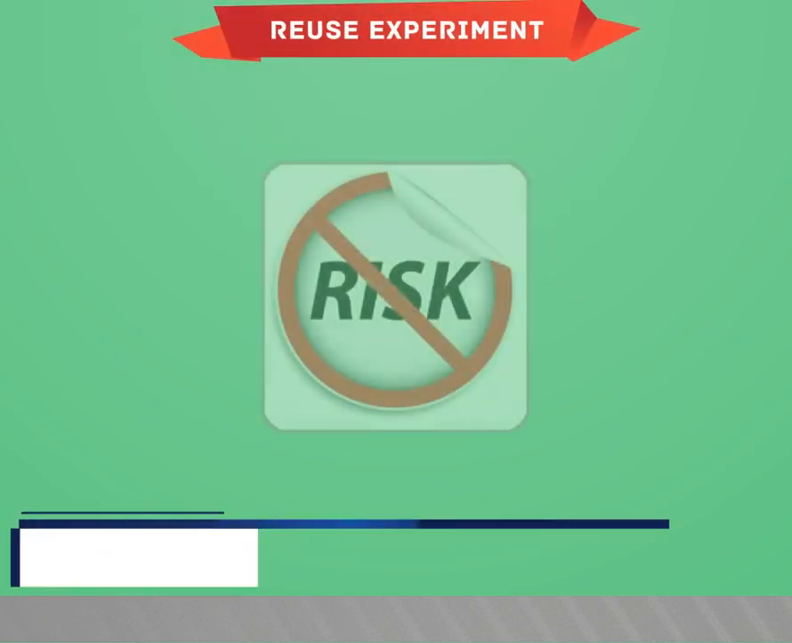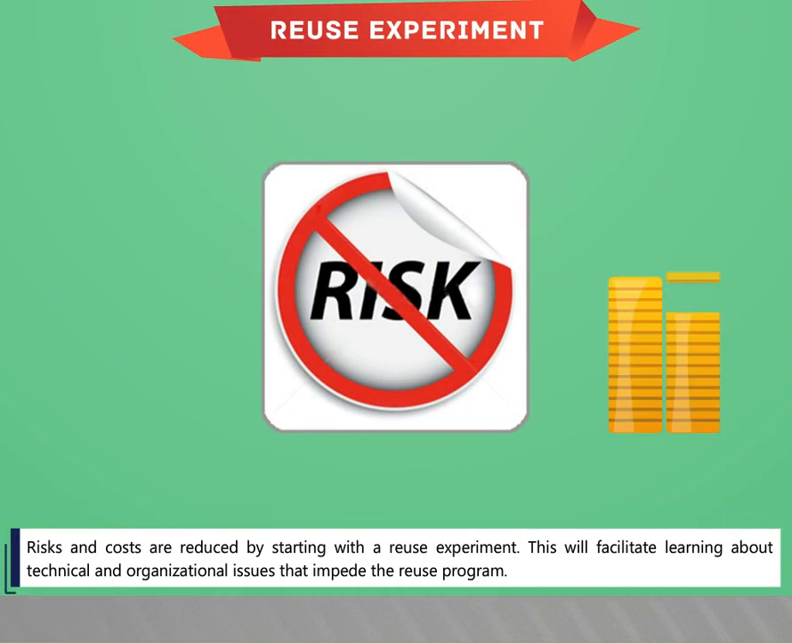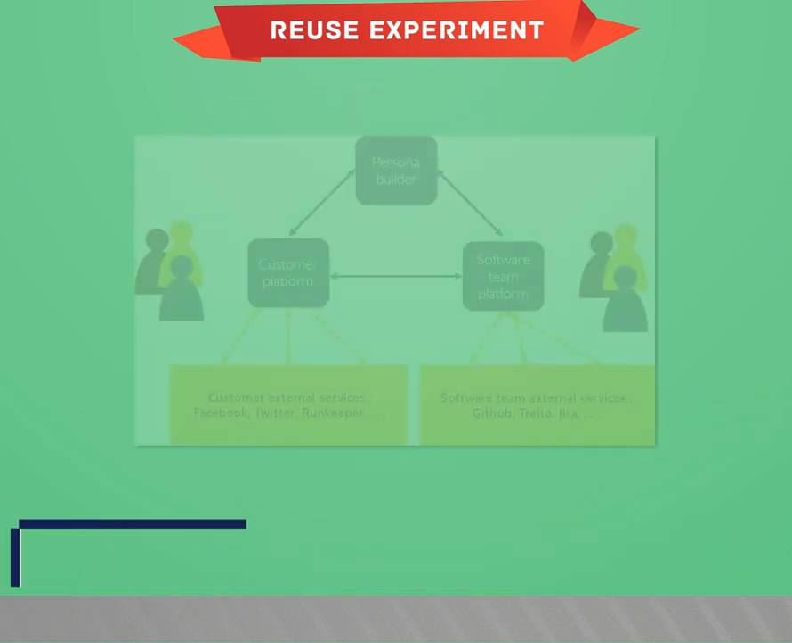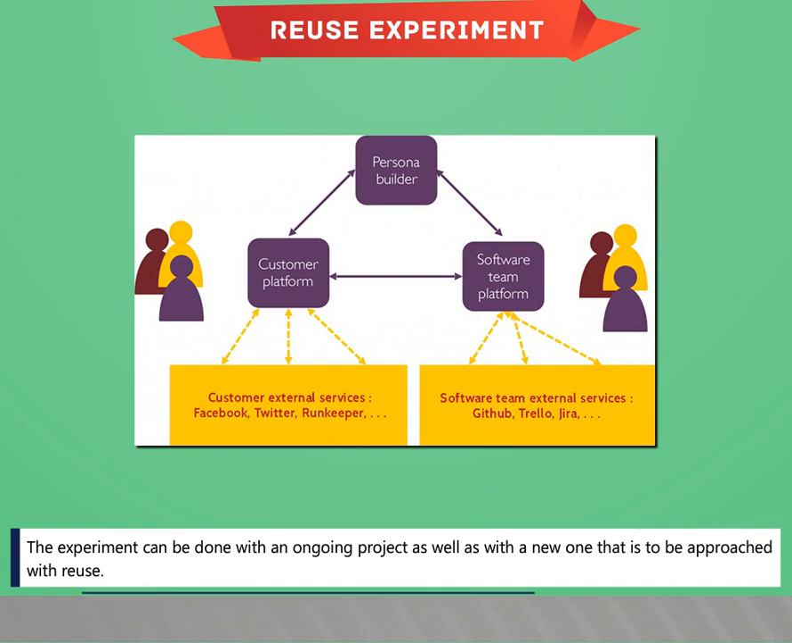Reuse experiment. Risks and costs are reduced by starting with a reuse experiment. This will facilitate learning about technical and organizational issues that impede the reuse program. The experiment can be done with an ongoing project as well as with a new one that is to be approached with reuse.